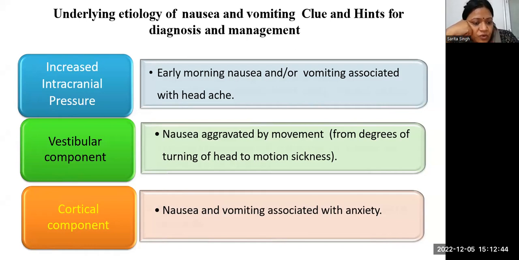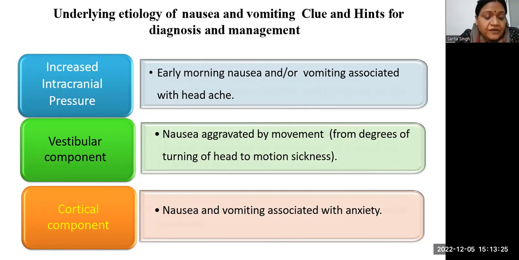If there is a vestibular component, then nausea is aggravated by movement. Sometimes you have felt that while traveling, sitting in a bus, the vestibular component is aggravated and causes nausea and vomiting. The person can feel nausea and vomiting by the aggravation of the vestibular component. The cortical component is nausea and vomiting associated with anxiety. This is related to the cerebral cortex mechanism, and sometimes I have seen many patients who have vomiting due to anxiety, ghabrahat. They have anxiety and they present as vomiting.